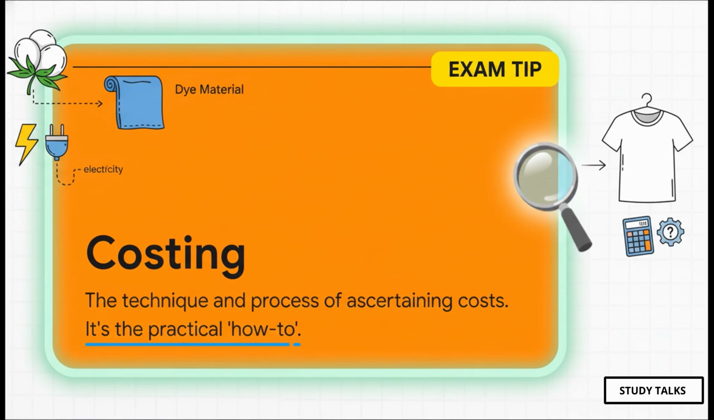Okay, next up, costing. See that "ing" at the end? That tells you it's an action. Costing is the actual process of finding out the cost. It's the how-to. It's the steps you take to add up the cost of the cotton, the dye, the labor, the electricity, to figure out the exact cost of making one single t-shirt. It is the technique and process of ascertainment.